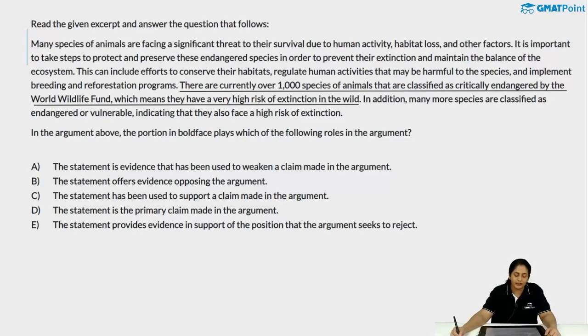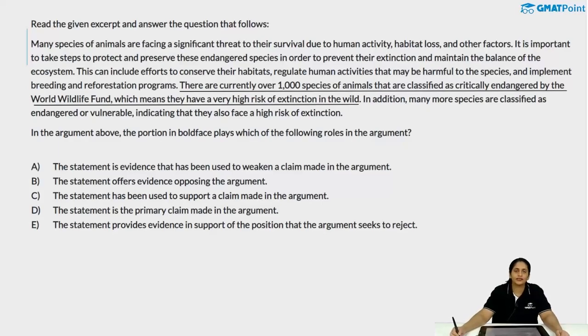Many species of animals are facing a significant threat to their survival due to human activity, habitat loss, and other factors. It is important to take steps to protect and preserve these endangered species in order to prevent their extinction and maintain the balance of the ecosystem. This can include efforts to conserve their habitats, regulate human activities that may be harmful to the species, and implement breeding and reforestation programs. There are currently over 1,000 species of animals that are classified as critically endangered by the World Wildlife Fund, which means they have a very high risk of extinction in the wild. In addition, many more species are classified as endangered or vulnerable, indicating they also face a high risk of extinction.